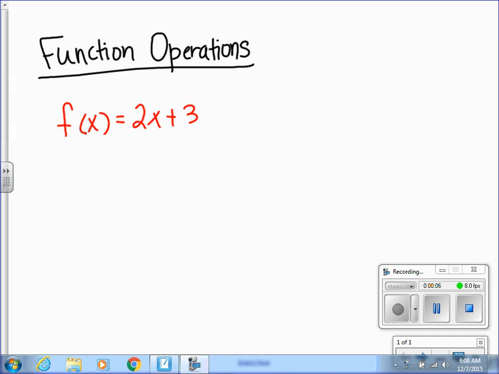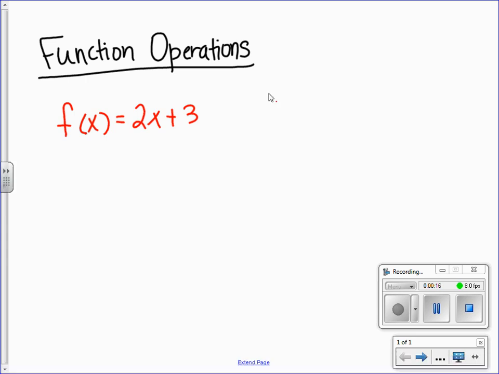So, function operations. This is a function, f of x, that's function notation. 2x plus 3, this is actually a linear function, okay? This is a function. That's a function, right? We have done every single function operation except composition of functions. We've done everything, okay? We didn't say, hey, this is a function operation.